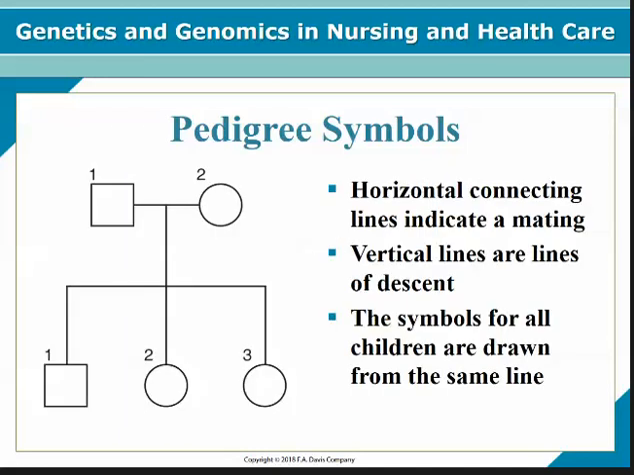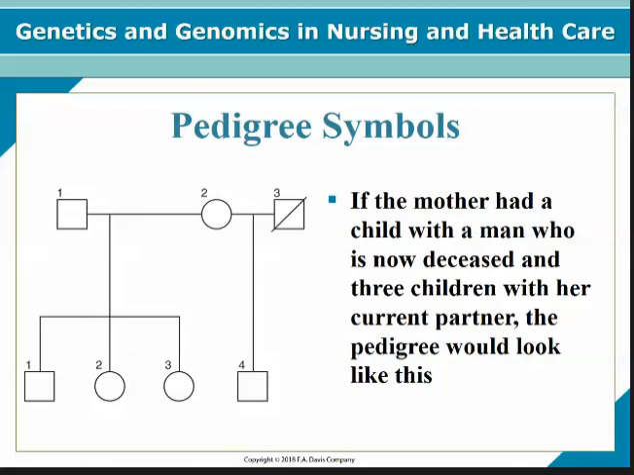Here we have an example of a very basic two-generation pedigree. The horizontal lines connecting indicate a mating, and the vertical lines are those of descent, or those connecting the offspring to the couple who have mated. The symbol for all children are drawn from the same line, so you can see that there in this basic example. In this example, this is a mother who had a child with a man who's now deceased, and then 3 children with her current partner, so that's what that pedigree would look like.